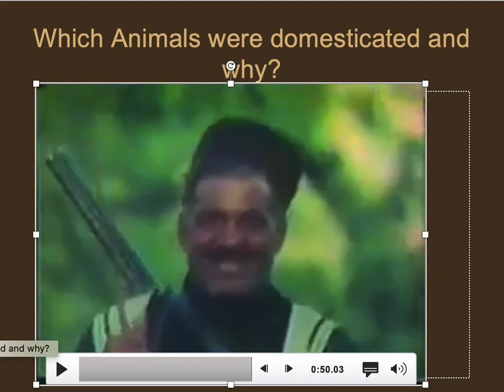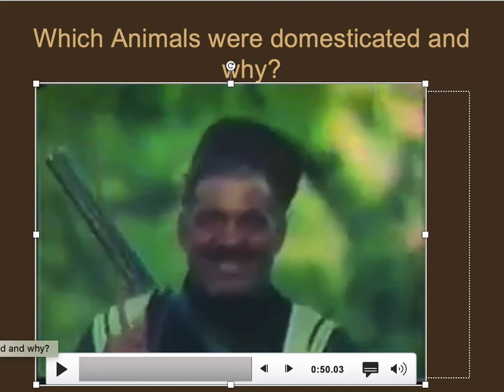Tigers are solitary, whereas horses, sheep, goats, those are all herd animals. Herd animals naturally want to be together in large groups. That makes them much easier to domesticate because you have a large population to select from.